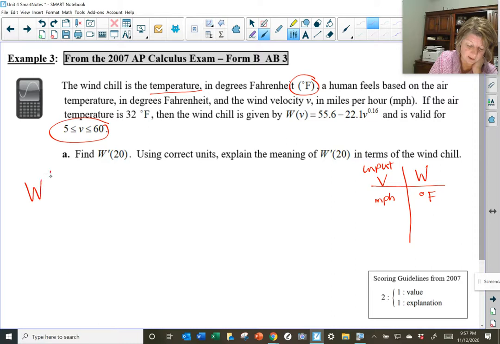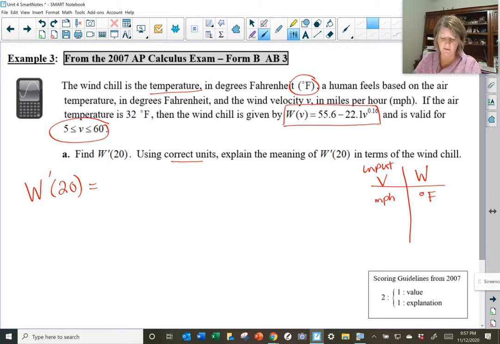So W prime, notice they don't say estimate, approximate, or anything like that, which means I should be very precise on this. Using correct units, explain it. Okay, so W prime of 20. I could take a hand derivative of that because I know how to do that, but instead, we're going to allow the calculator to do it once again.